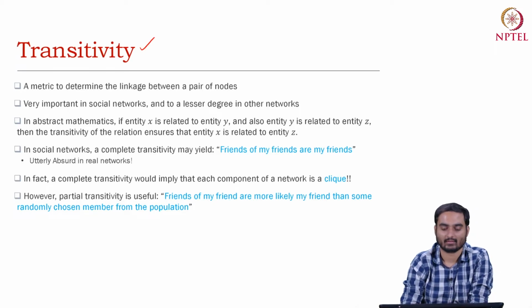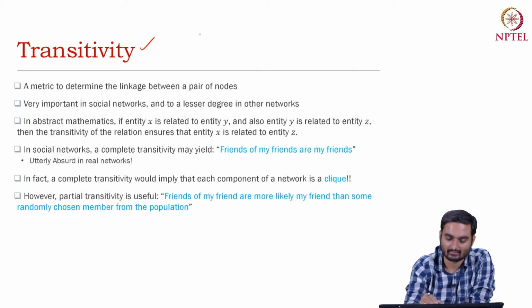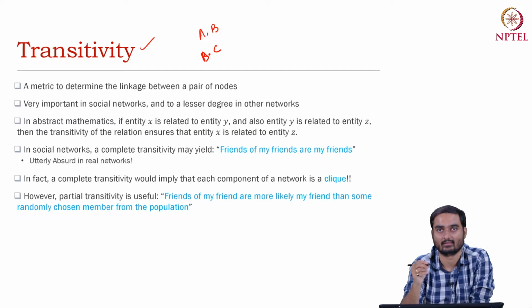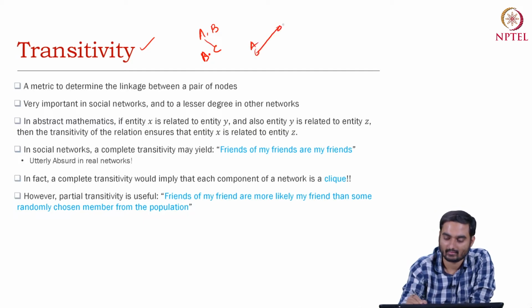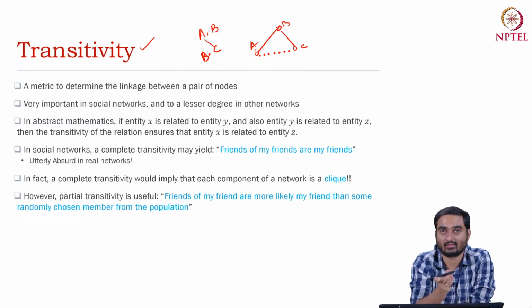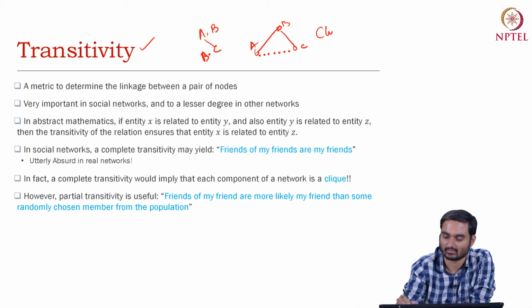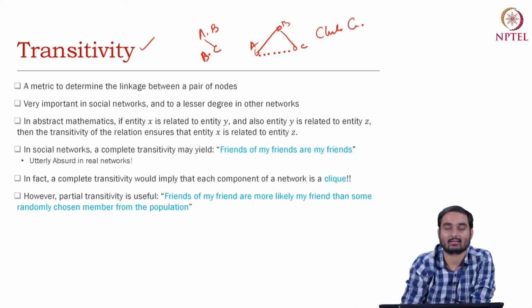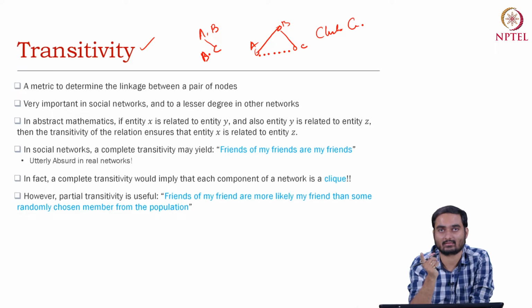What is transitivity? The transitivity property says that if A and B are connected and B and C are connected, what's the probability, what's the propensity that A and C will also be connected? A and B are connected, B and C are connected, what is the likelihood then that A and C will also be connected? If you recall, this was discussed in the earlier lecture as something called the clustering coefficient. So what is the clustering coefficient? We have discussed local and global clustering coefficient.